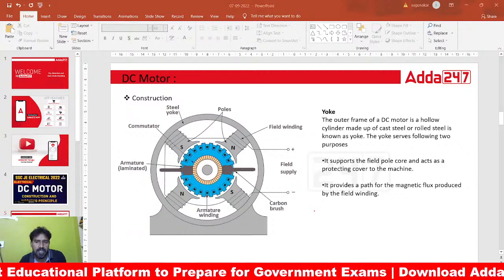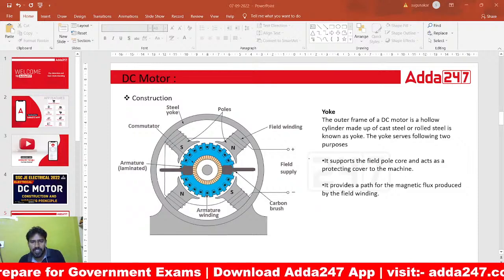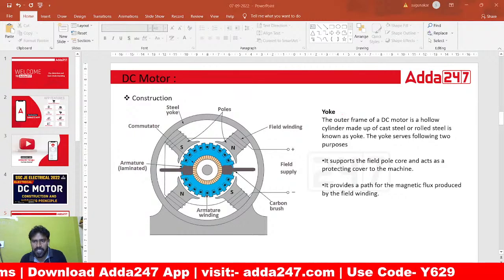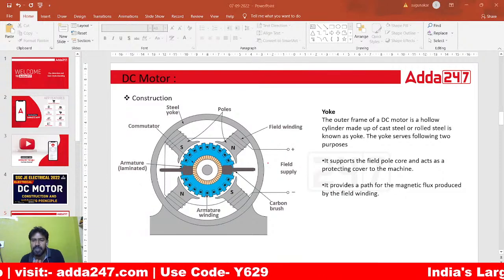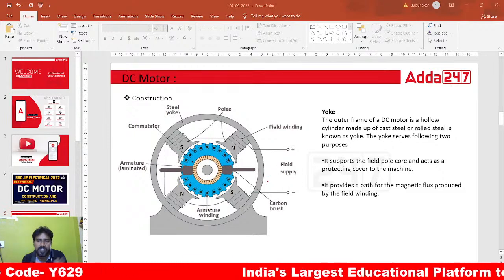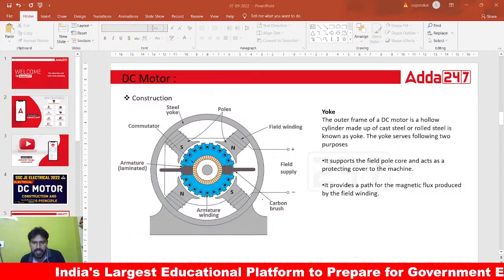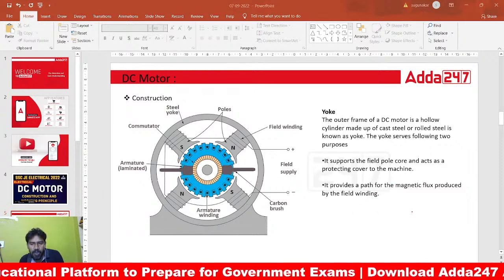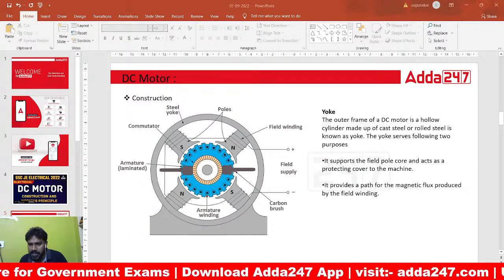In formula questions you will get the answer by applying, but theory you should remember. Sometimes we will get more marks from the theory also. So these are the two purposes. One is the pole shoe purpose: you can remember it supports the field coils and reduces the reluctance of the magnetic circuit, because it increases the cross sectional area. Next, the pole core purpose: why is the pole core laminated? It reduces the eddy current losses.